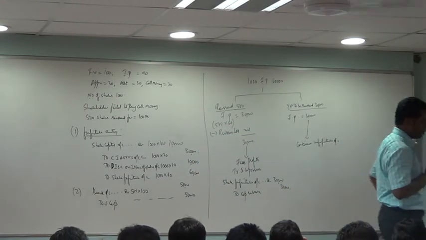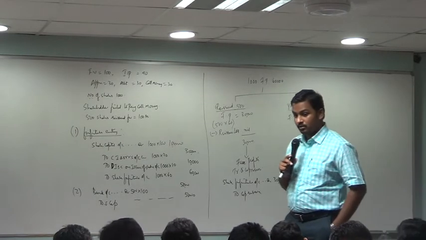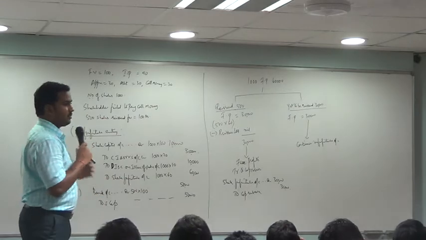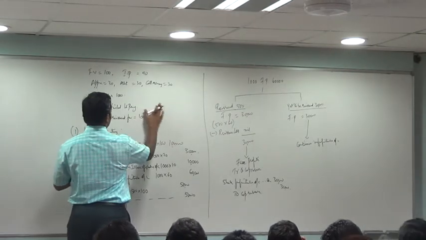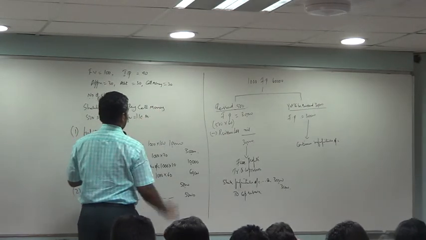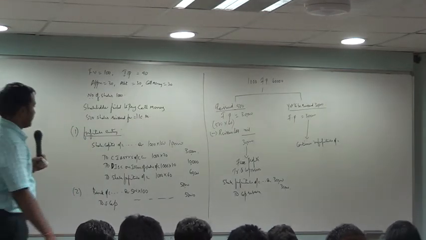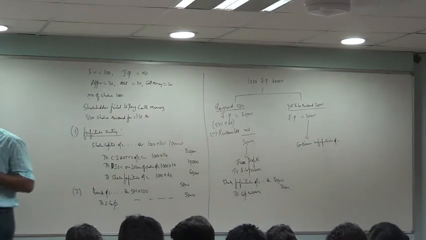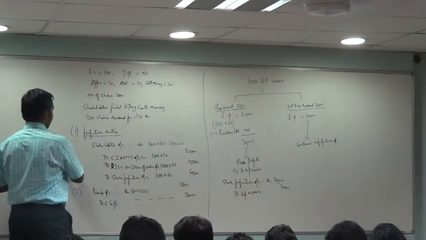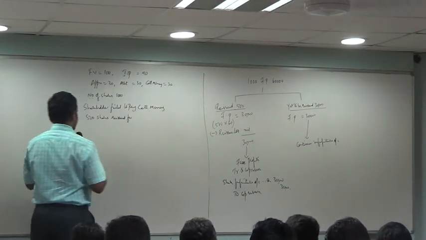Next problem. Write down: shares originally issued at a discount, reissued at a premium. Same problem, we'll keep it same. Now reissue price changes to 110.